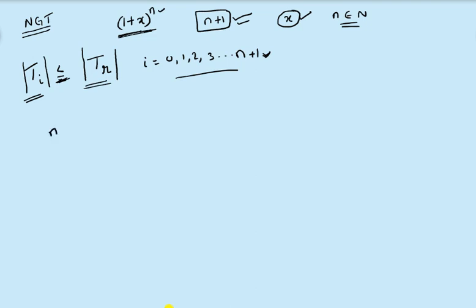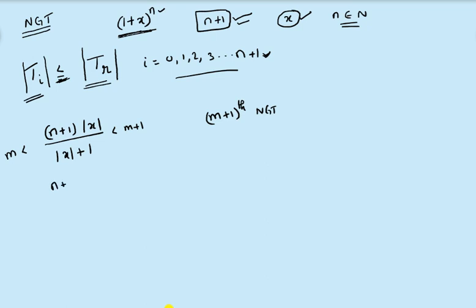But for finding the numerically greatest term, what we are going to do is find the value of (n + 1)|x| divided by (|x| + 1). If this value lies between m and m + 1, where m is an integer, then I can say the (m + 1)th term is the numerically greatest term.